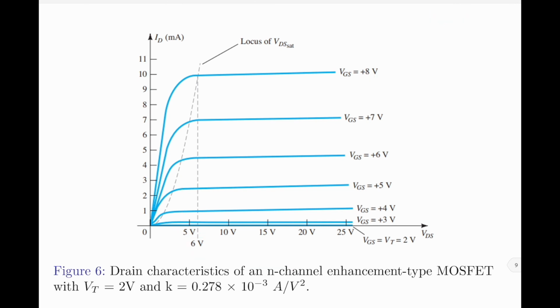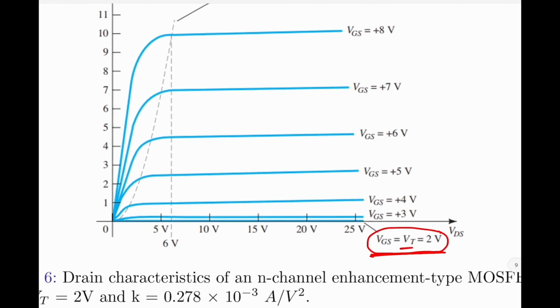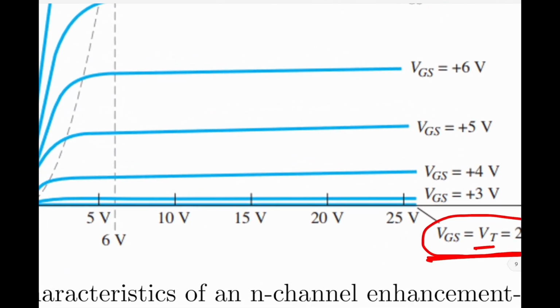Let us now talk a little bit on the threshold value. Here, we are given the value of the threshold voltage for the MOSFET as 2 volt. So, for a value of the gate to source voltage less than the threshold value, which is 2 volt here, the drain current of the enhancement type MOSFET is effectively 0. You can see that for VGS equal to VT, the drain current curve is exactly on the x-axis itself.